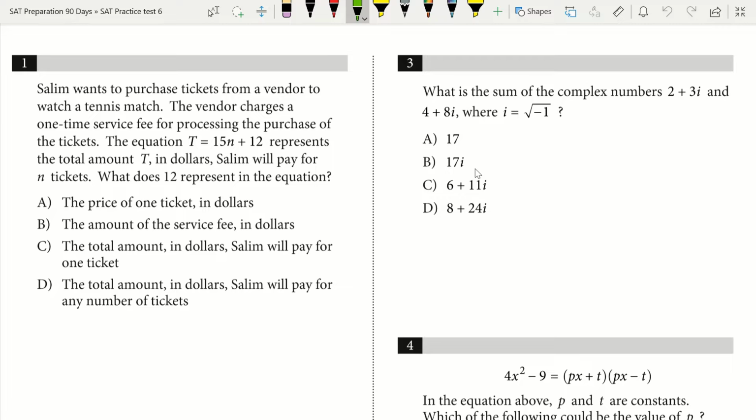Today I'm going to be doing a walkthrough of the Math No Calculator section for SAT Practice Test 6. What I mean by a walkthrough is, yesterday I told you how I would pace the Math No Calculator section and the strategy I would use as far as the order of questions. So today I'm going to be taking the Math No Calculator section of SAT Practice Test 6, and I'll be going through it as I would if I were taking the test.